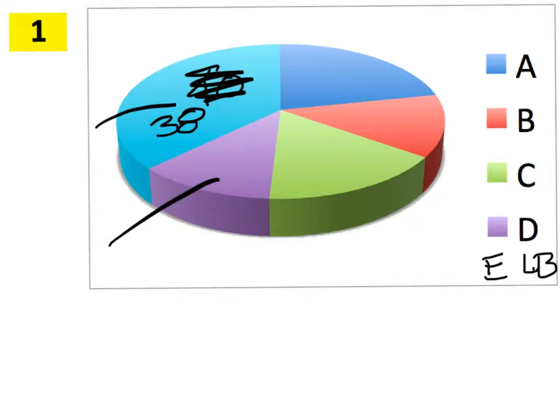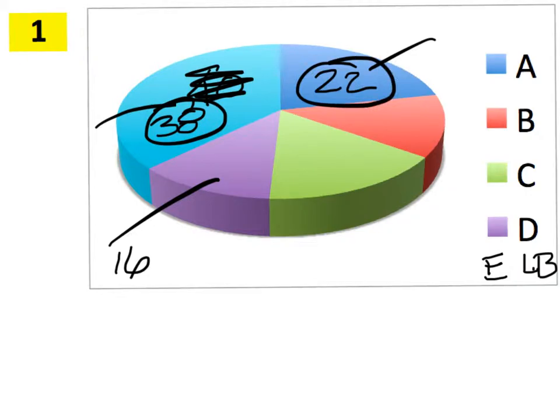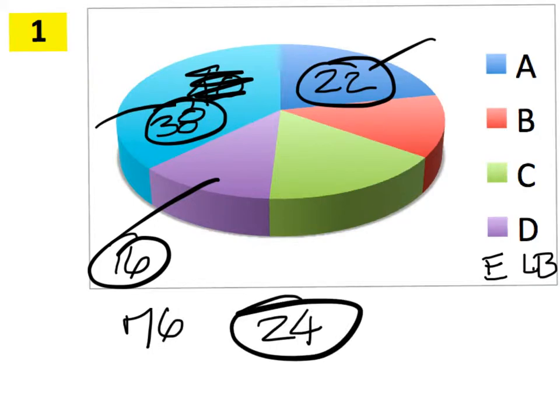How much do you think this is? I'll guess 16. How much is that? 25. She said 20, he said 25, so I'll put 22. But now, where are we at? 38 and 22 is 60, plus 16 is 76. So we have 24 remaining that we could use.